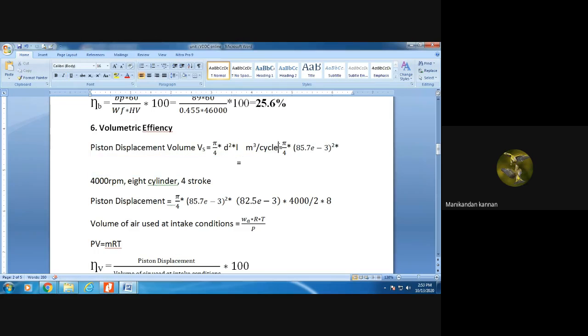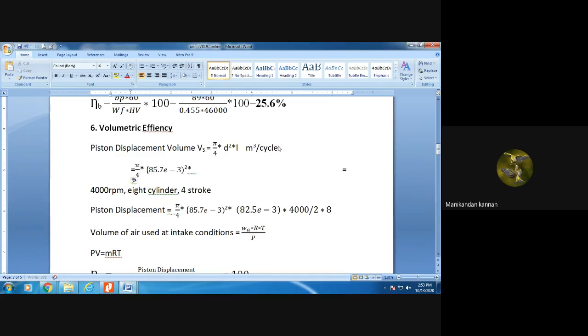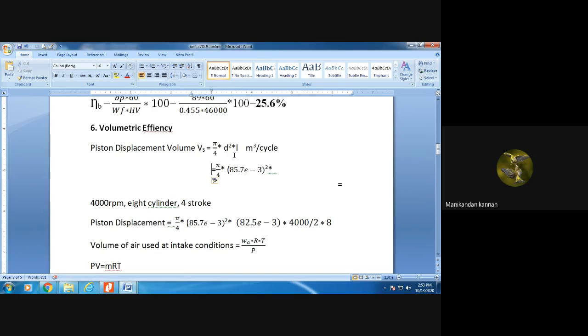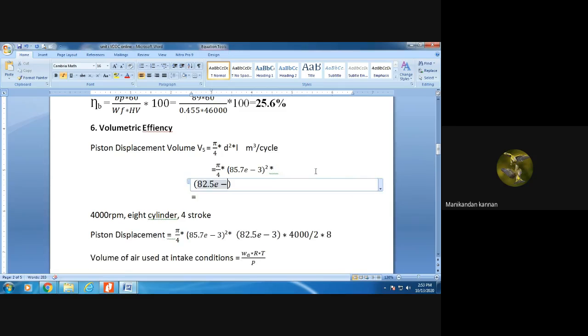We will take this in the next line. Okay, this will be looking good. D, I am putting 85.7 into 10 power minus 3, multiplied by L. L is multiplied with 82.5 into 10 to the power minus 3. That you should not forget, okay? It is in the formula, so that only it is creating problem.